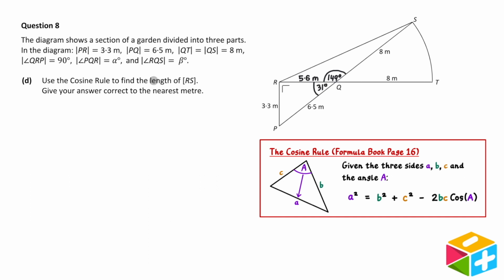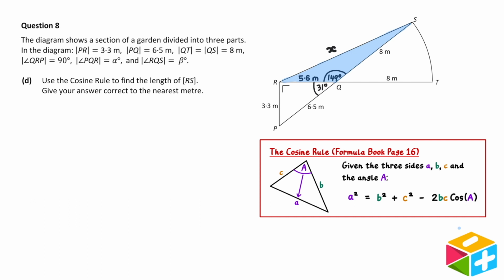So, we're asked to find the length of the line from R to S. Let's label this unknown with x. This side appears in the triangle RQS. Let's focus on this when applying our cosine rule.